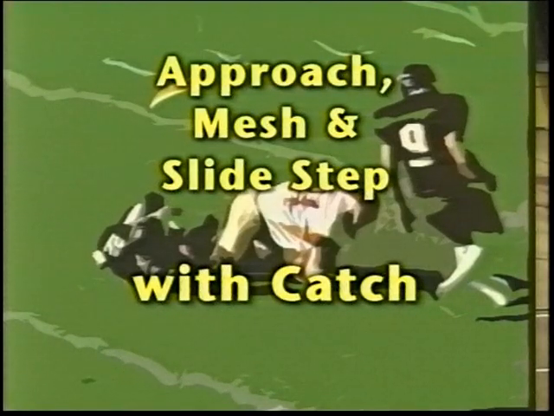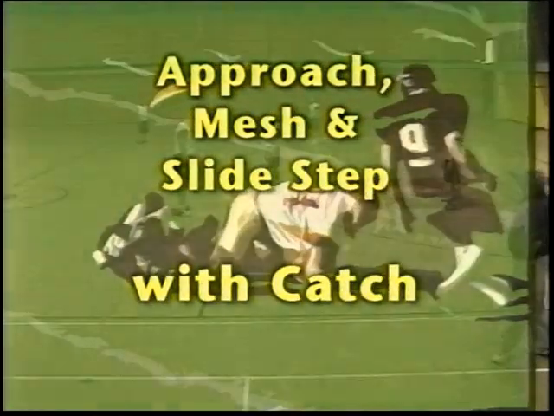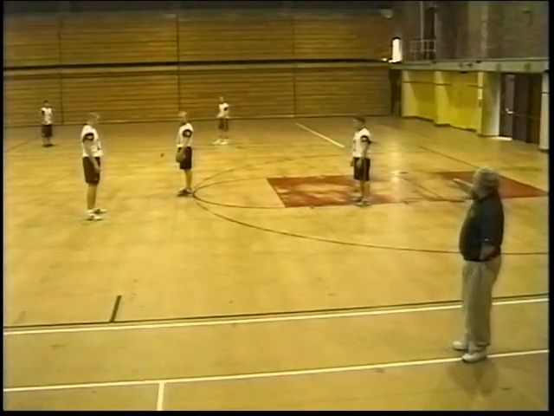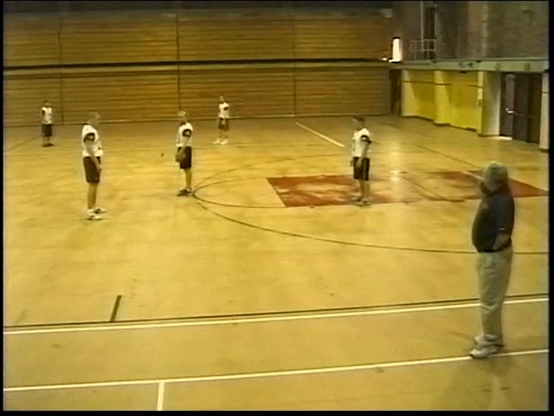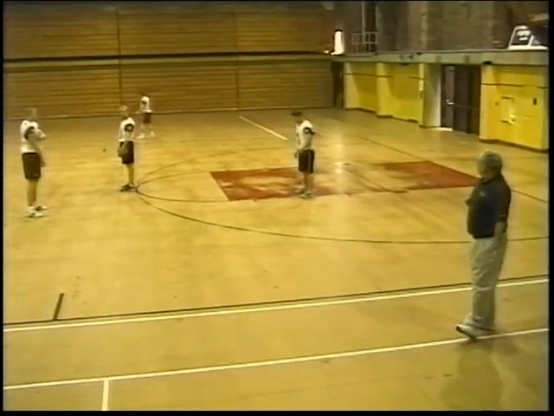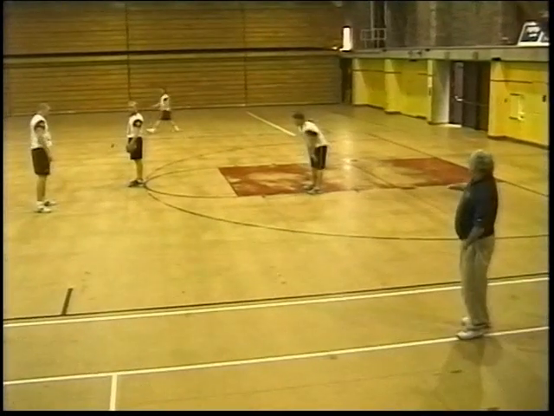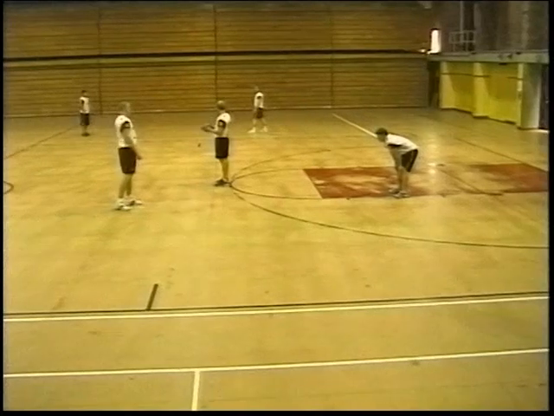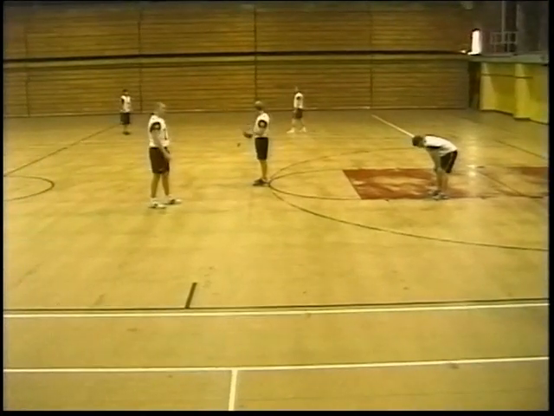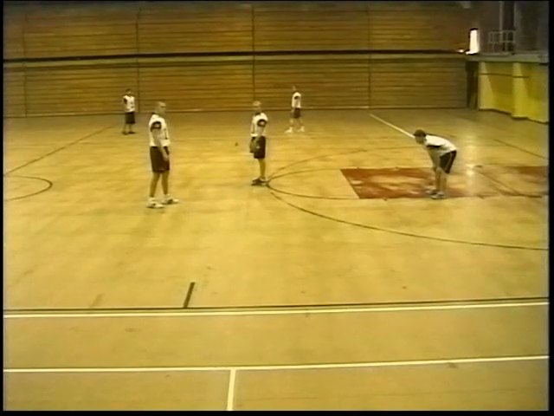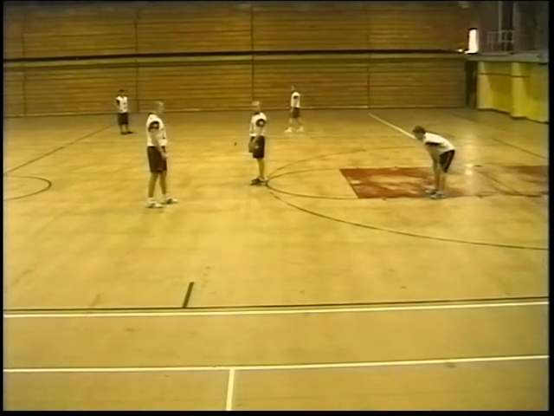We want to go ahead and add a couple of components. We want to work the timing, the approach, the mesh, the slide step, and now we want to do the catch. For the catch, we want the sweeper to get his inside arm on the outside hip of the fullback or the lead back. So Kevin, you're going to run your green light sweep path. Then we're going to put somebody in a 3 technique, and his job at the snap of the ball is to come across and see if he can tag the sweeper. All right, here we go.